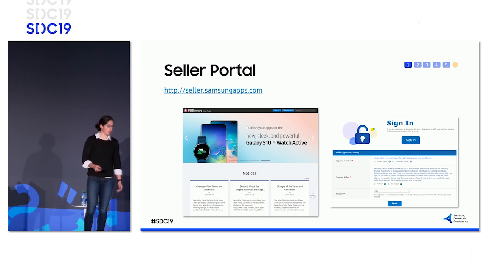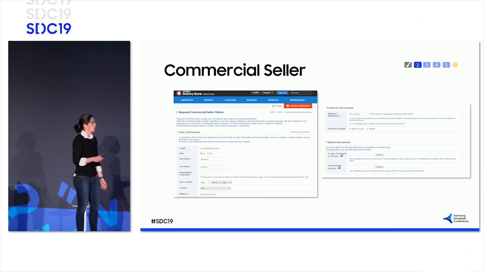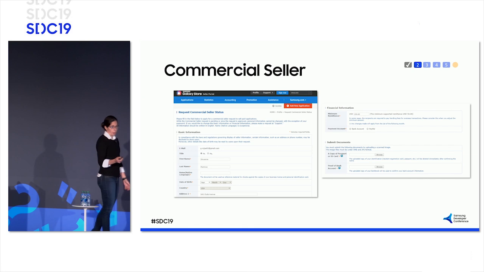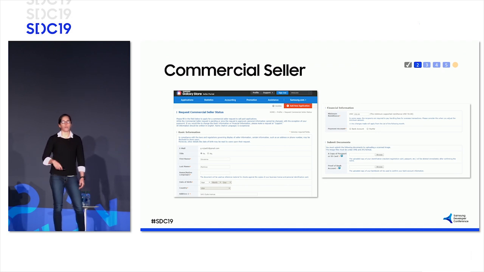Once you have registered there, we recommend that you start working on your commercial seller status. This is needed in order to sell in-app items or paid applications in our store. I always advise developers to do this right away, because we have a manual process. It takes around 3 to 5 business days for your commercial seller status to be reviewed by our team in HQ in Korea. So get started with it, do the paperwork.